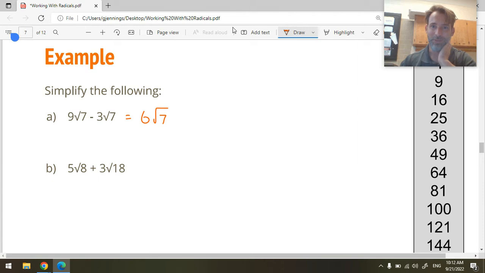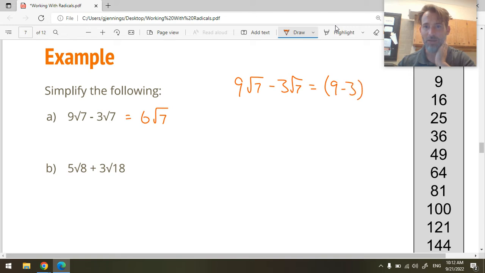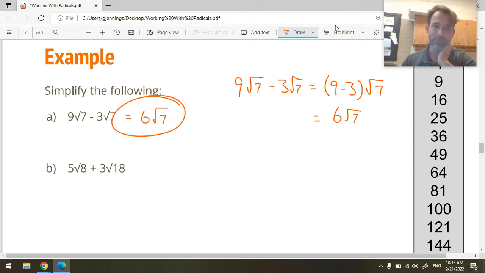I can show you that 9 root 7 minus 3 root 7 equals, factor out the root 7, 9 minus 3 multiplied by root 7. Okay, that's factoring out the root 7. That's 6 root 7. But I don't need to do that. I just add them together. Boom, done.